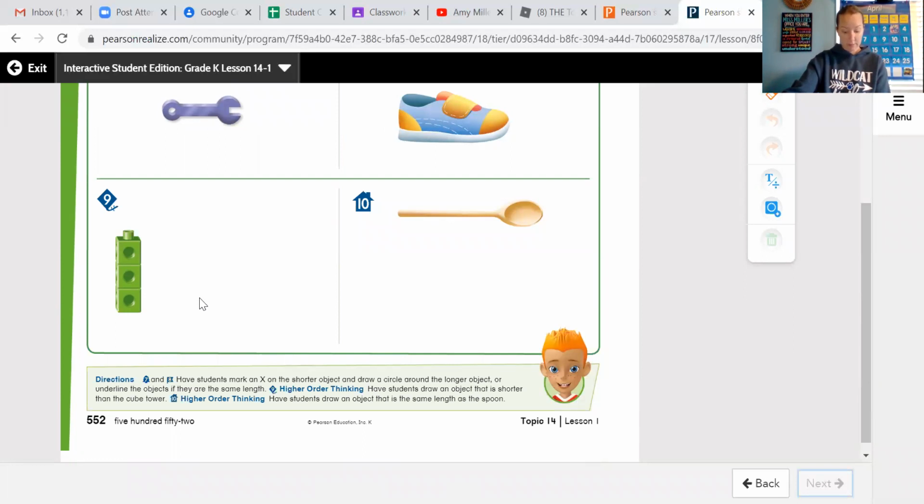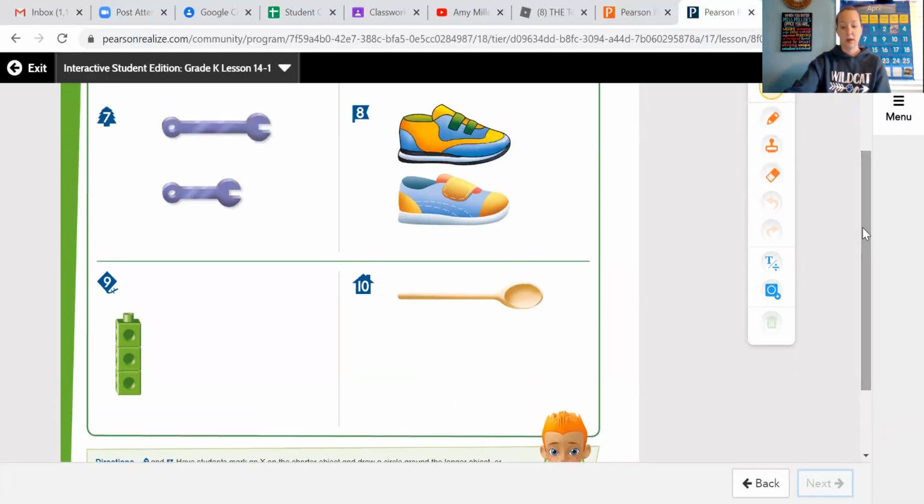Number 9, draw an object that is shorter than the cube train. Remember what shorter means. Is shorter going to be up here higher, or is shorter going to be down here lower? And number 10. Draw an object that is the same length as the spoon. The same length as the spoon.